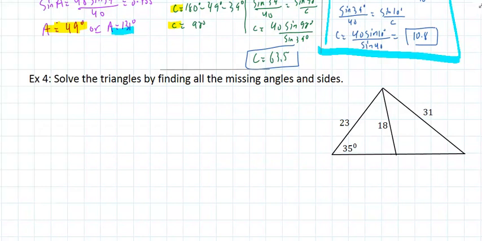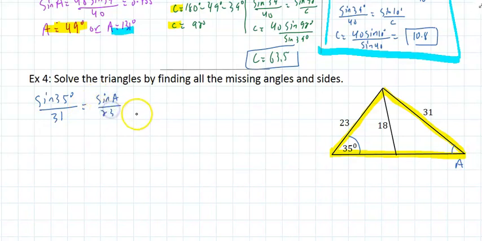Suppose I want to solve this triangle. Solve the triangle. Find everything that's missing. Well, I glance at this, say, okay, well, how am I going to do this? Well, if I look at the whole triangle first, all of it, can't you say the sine of 35 degrees to 31, call this A, would be the sine of A to 23?